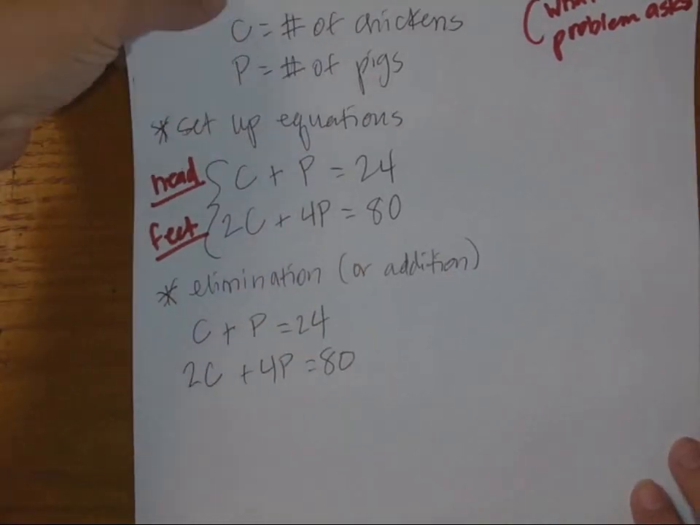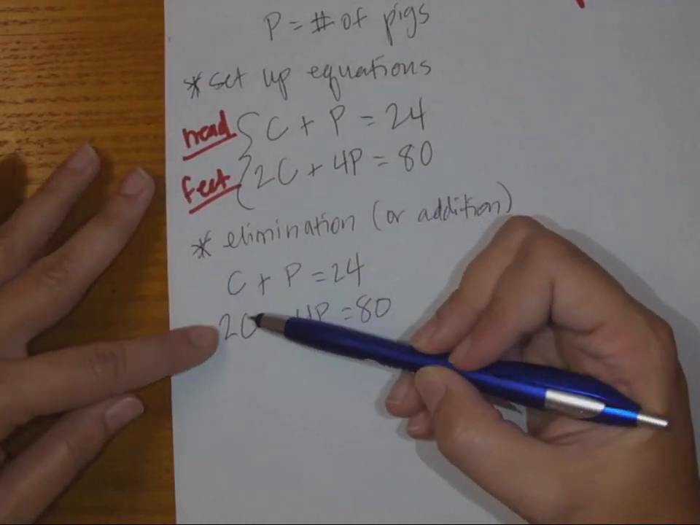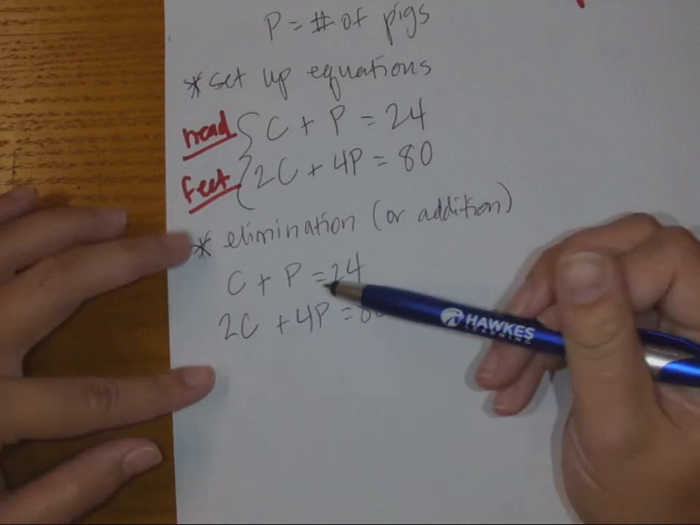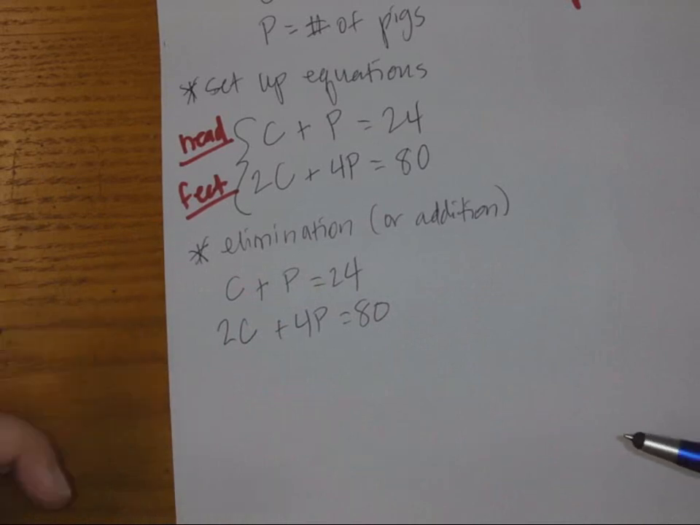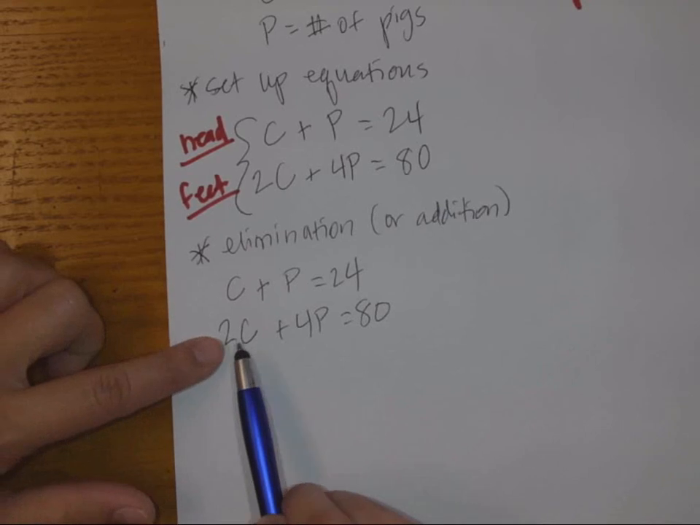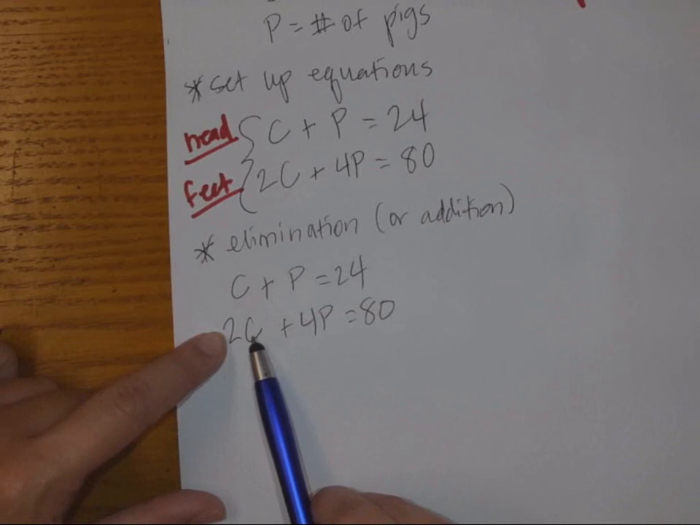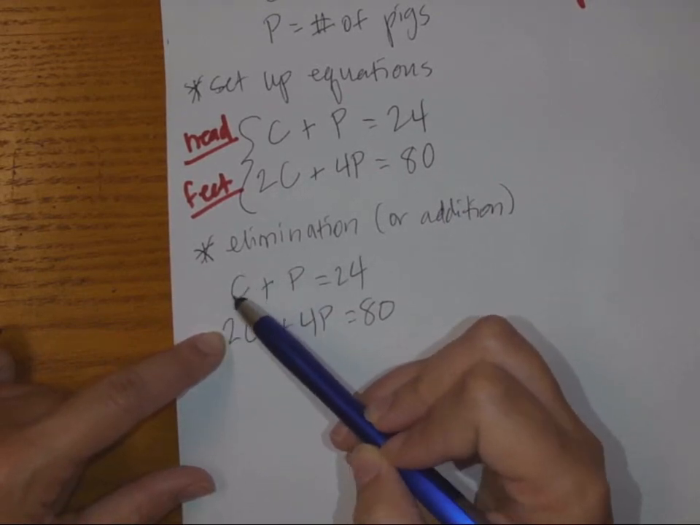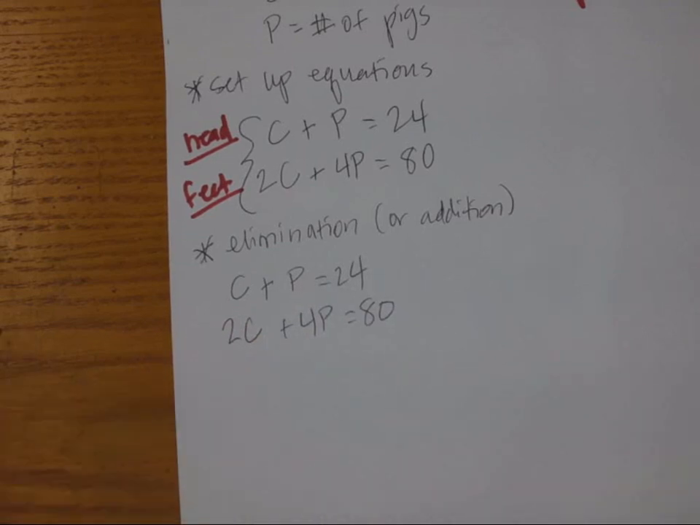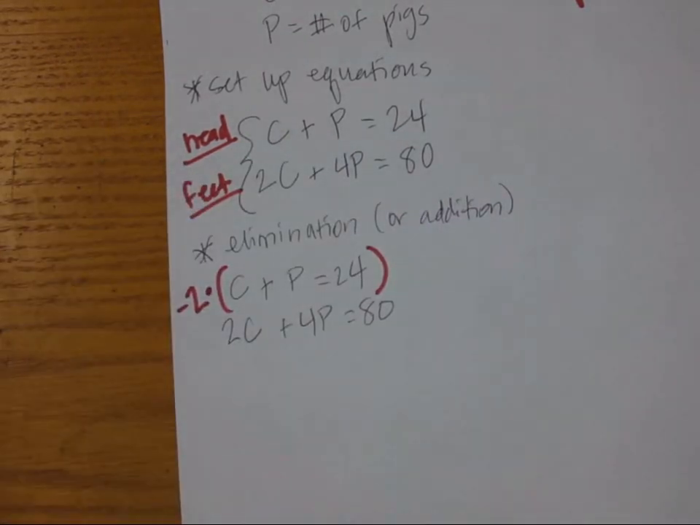So for my elimination method, I want one of my variables to eliminate. Right now, if I add these together, C plus 2C, I would get 3C, and they wouldn't go away. If I did P plus 4P, I would get 5P, and they wouldn't go away. So I need to pick one of my equations to multiply by a number, a constant, so that they would eliminate. So let's say we're going to eliminate our C's here. If I wanted to add something to 2C to make it go away, eliminate, get 0, it would need to be negative 2, because negative 2 plus positive 2 equals 0. So because of that, I'm going to multiply this top equation by negative 2.